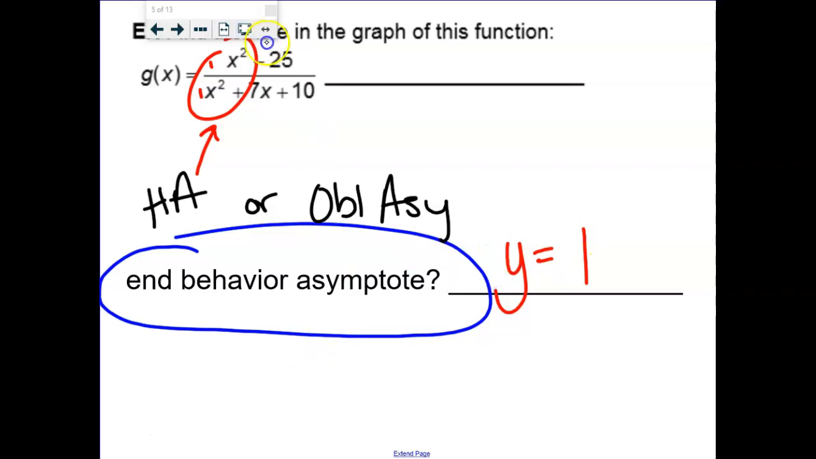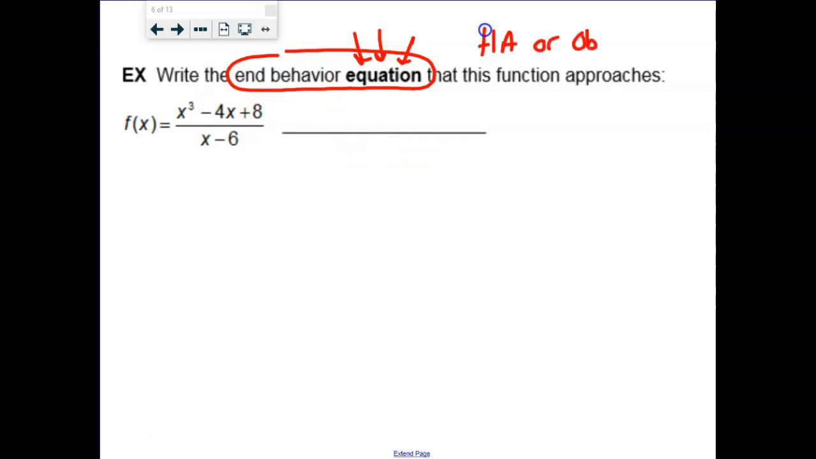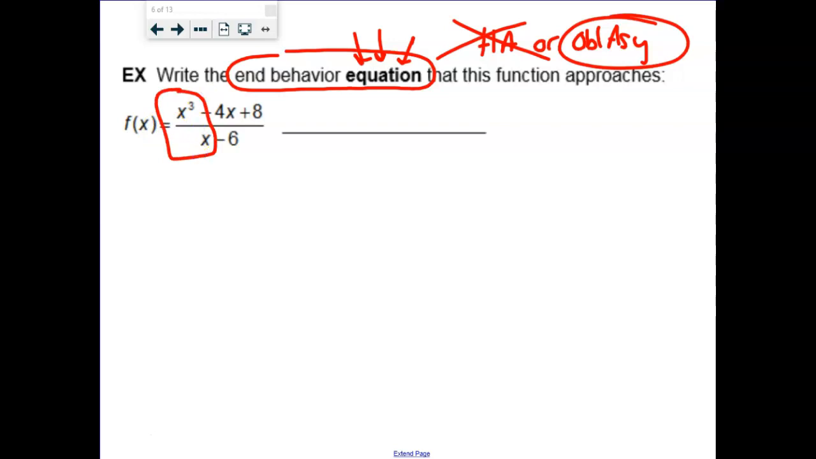All right, now this next question, when I ask you for the end behavior equation, notice the word equation being bolded. That's not an equation. Does this one have a horizontal asymptote or does it have an oblique asymptote? Okay, why is it oblique this time and not horizontal? This one is top heavy. See it? So when I have an oblique asymptote, I find that through the art of division.